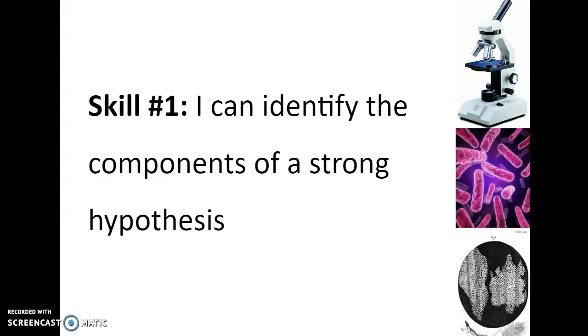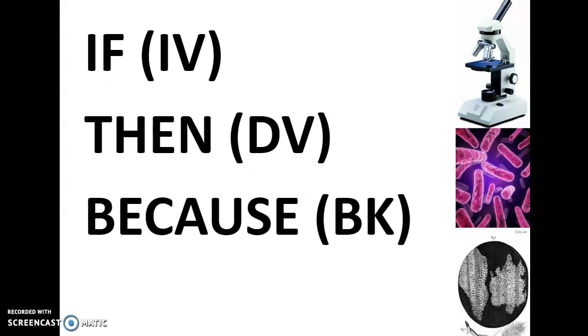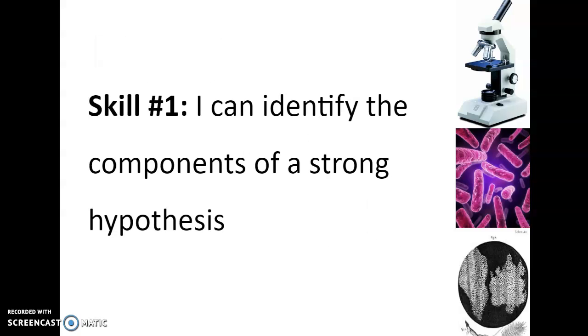So in this skill, all we need to determine are the components of a strong hypothesis, meaning the independent variable, the dependent variable, and your background knowledge. Because we know this format, the if IV, then DV, because BK format, we can easily do this.